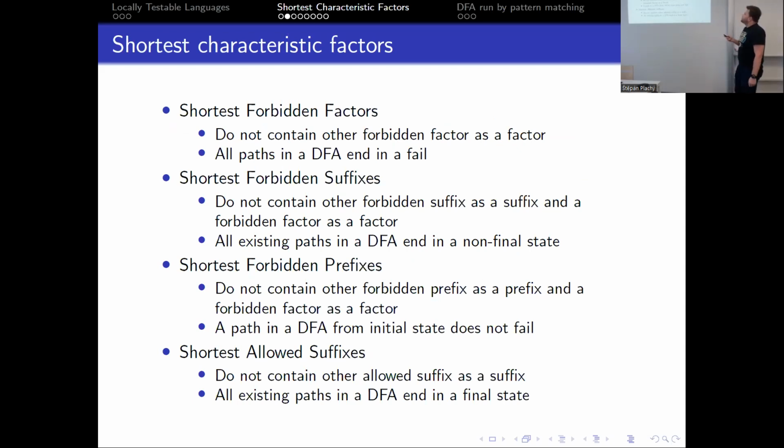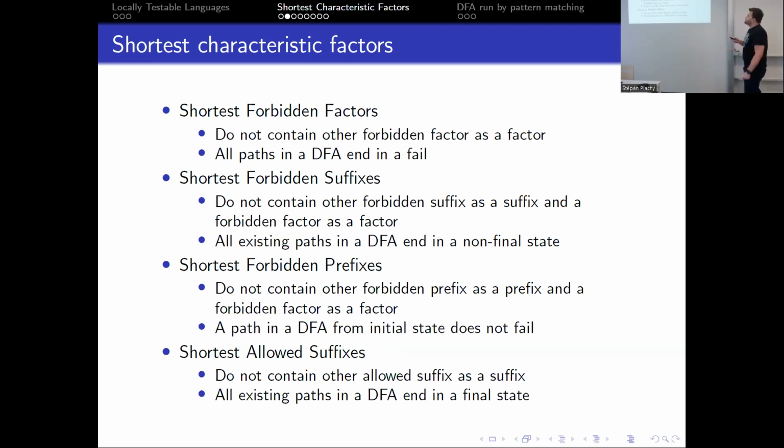When I have some shortest forbidden factor, it means it should not contain another forbidden factor as its inner factor, so somewhere in between. And if I run this in an automaton, that means that no matter where I start, I should reach fail, which means either having some missing transition, which will cause a fail, or reaching some useless or sink state that is never going to reach a final state.